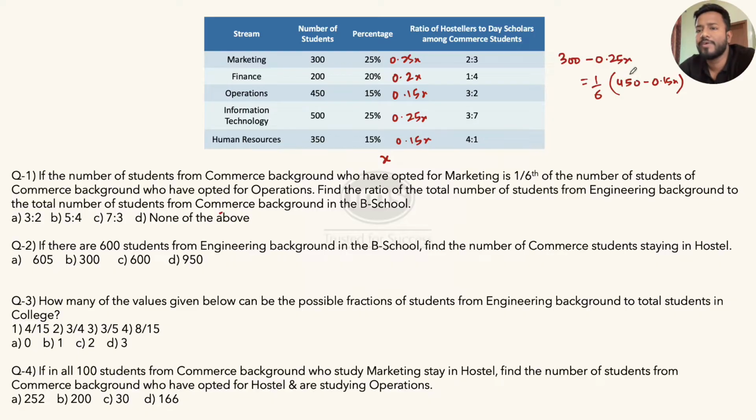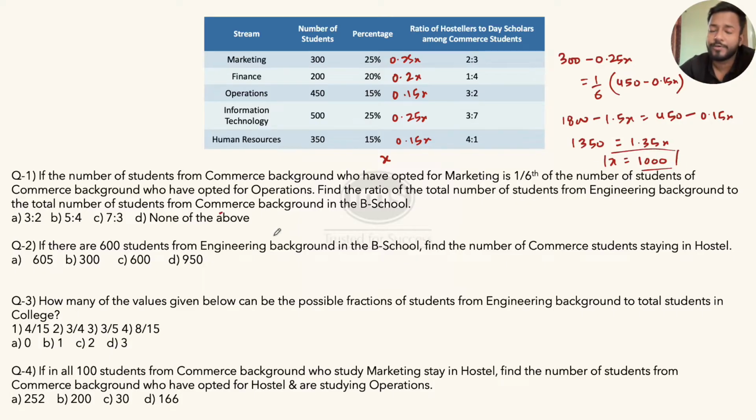So this is 300 minus 0.25x. The 6 will get multiplied to this, so this is 1800 minus 6 into 0.25x, which is 1.5x, equal to 450 minus 0.15x. So 450 gets subtracted, so this is 1350 equals 1.5x minus 0.15x. So this is 1.35x. So this simply means x is equal to 1350 divided by 1.35. That would simply give me 1 followed by 3 zeros, that is 1000. So x value is 1000 for the first problem, right? So you cannot actually say this for the remaining problems. So just take it for this particular problem. So x is 1000.